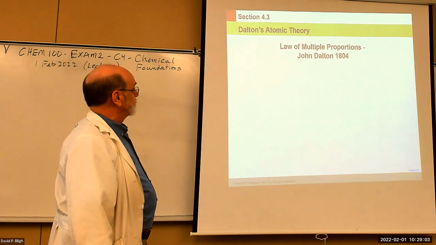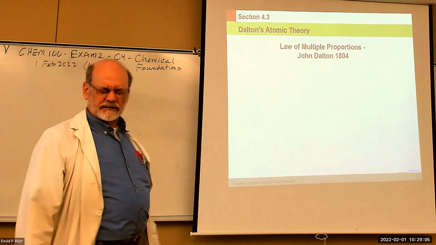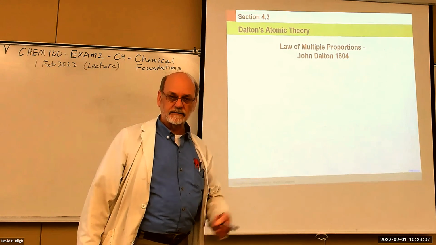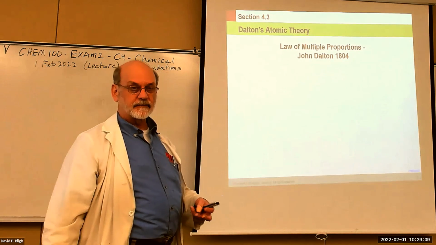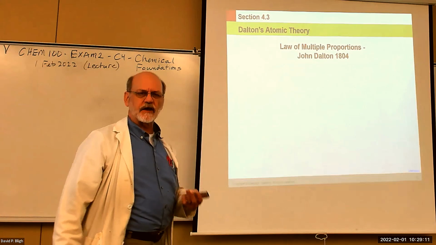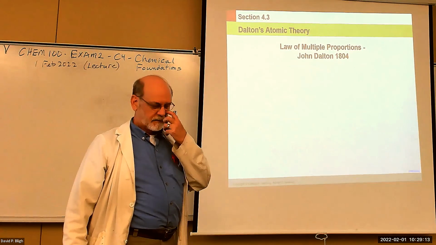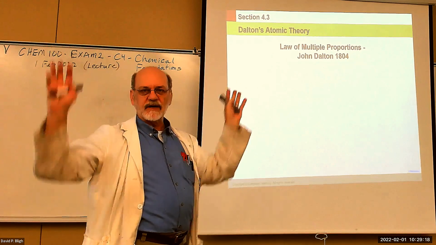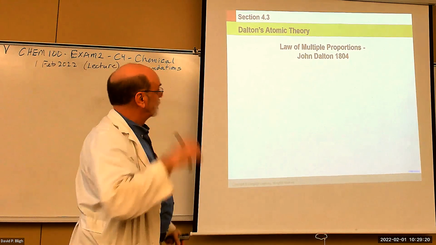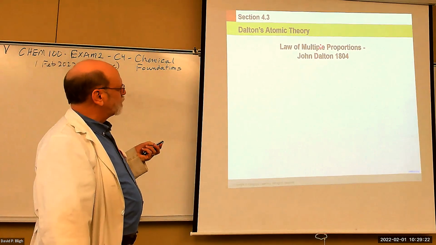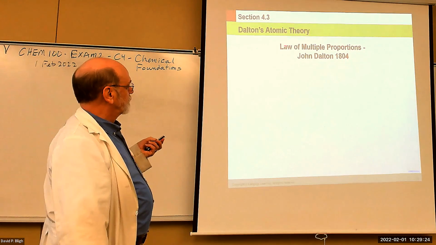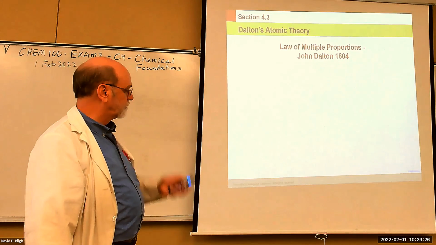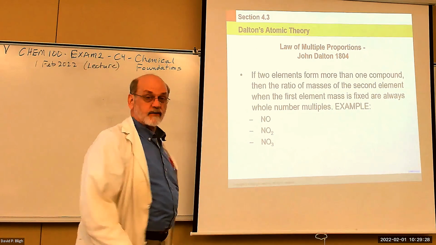Then comes John Dalton, just a few years later. See, we're progressing chronologically here. Science builds on itself over time. It doesn't just come full-blown out of somebody's head. The law of multiple proportions was proposed by John Dalton. So what do we mean by that? Well, he was an Englishman too.